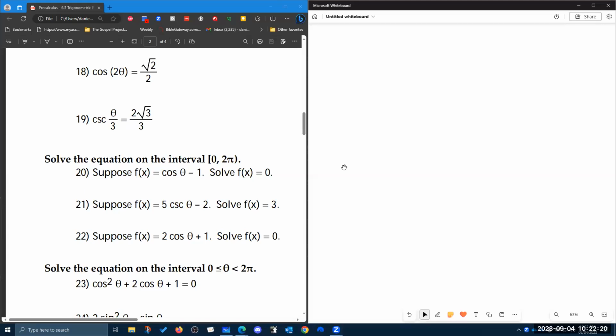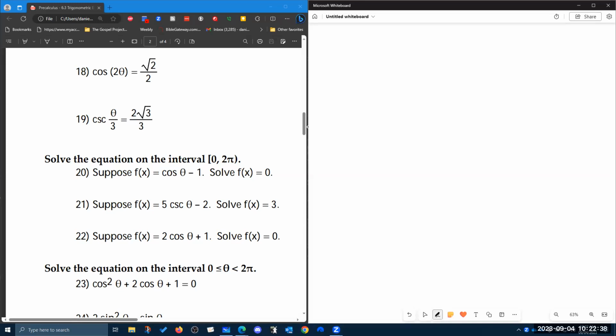Right, in these next few problems, it's very similar to the first set of problems that we did in this exercise set, where we were solving from 0 to 2 pi. Just they gave us an f of x, and then they came back and told us what f of x equals, and they didn't write it like an equation to start off with.